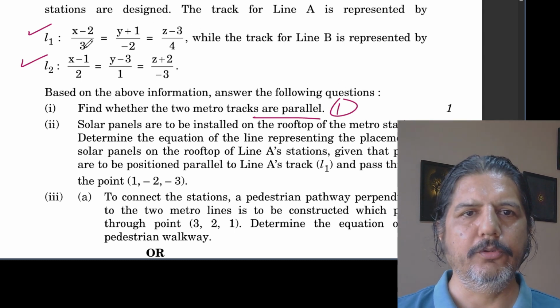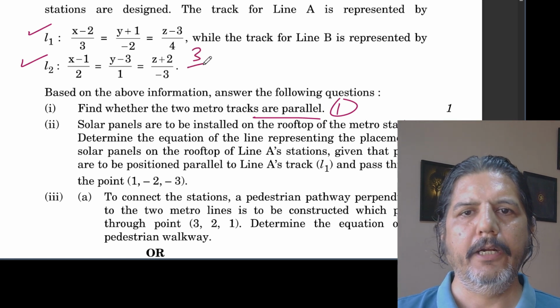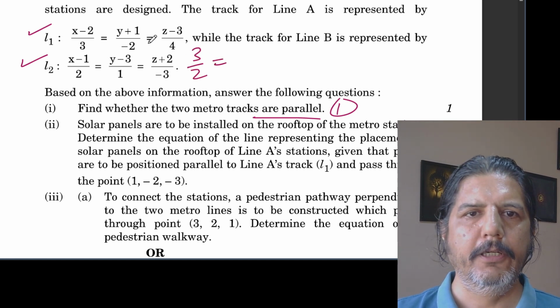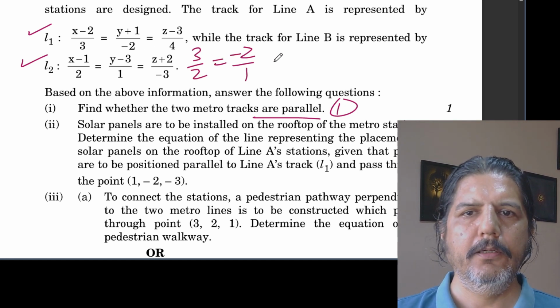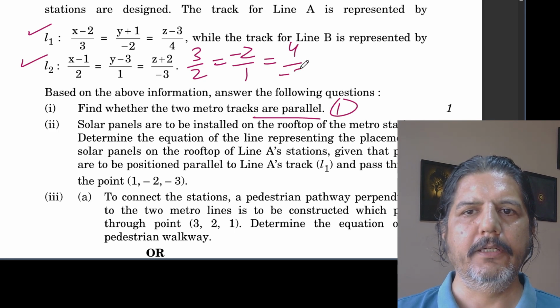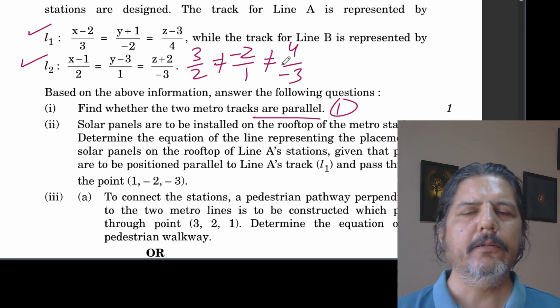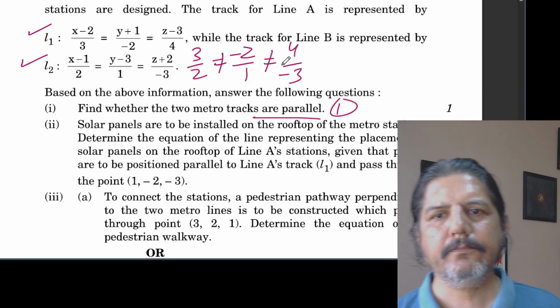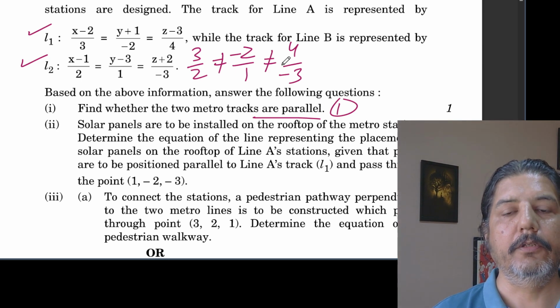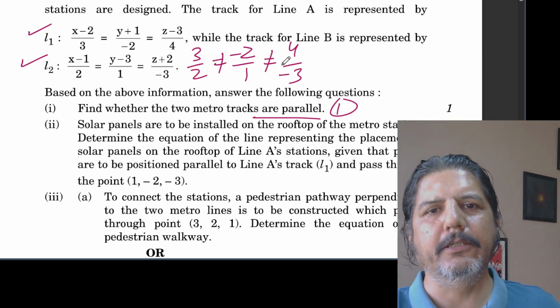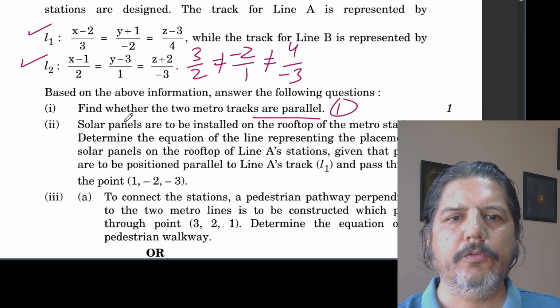So we'll find the ratio. 3 upon 2, and we'll check whether this is equal or not. Minus 2 upon 1, 4 upon minus 6. So they are not equal. That is why these two lines are not parallel. So, find whether the tracks are parallel: No, they are not parallel. This is a simple question.